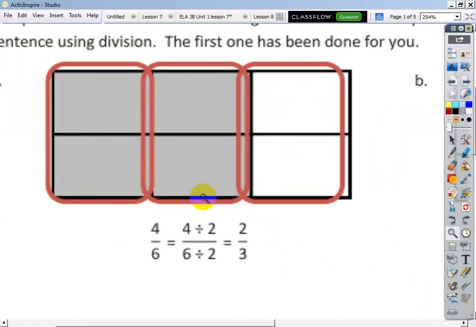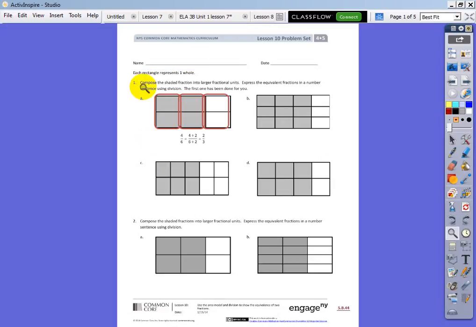You can see that they're regrouping the smaller pieces into larger pieces here with these large pieces on it. So let's look at the wording up here. It says, compose the shaded fractions into larger fractional units expressed to the equivalent fractions in a number sentence using division. The first one's been done for you. So this first one is just the way they want it done.